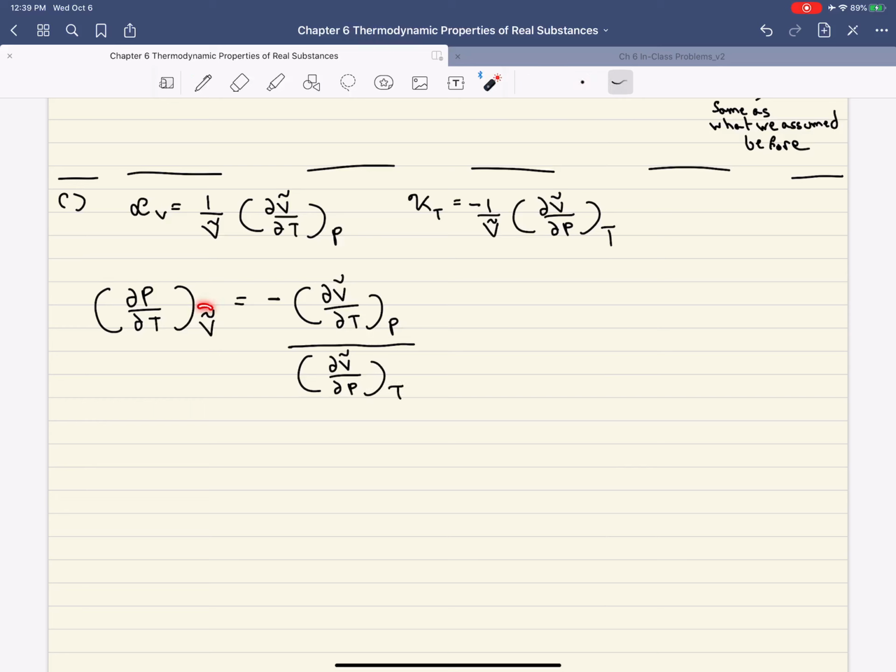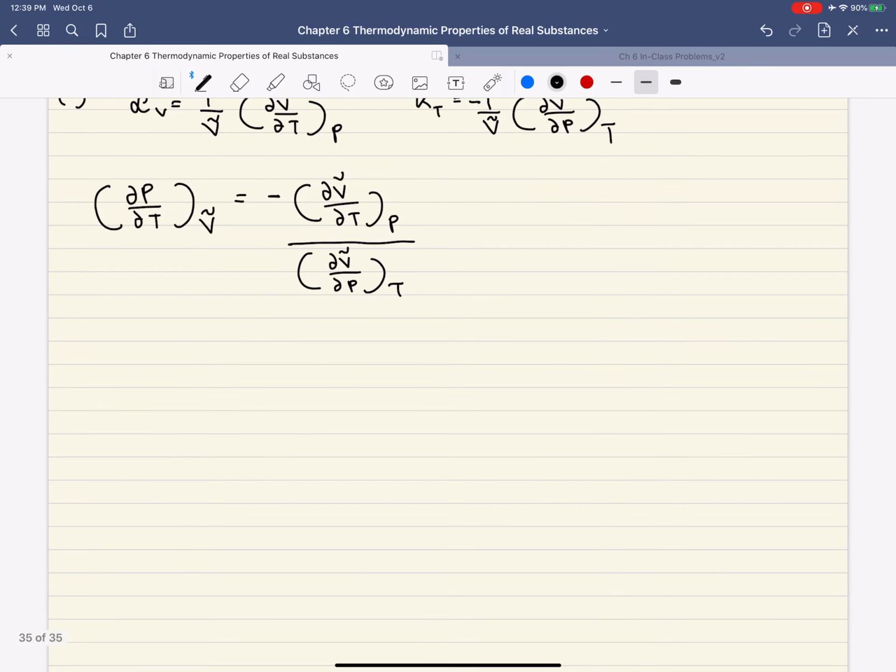Okay, right? Because v goes into the numerator of all the partial derivatives, and then we cycle through with p and t. All right? The nice thing about doing it this way is now we can rewrite dp/dt in terms of this partial derivative, which is related to alpha v, and this partial derivative, which is related to kappa t. Okay? I'll write that out in the next step.